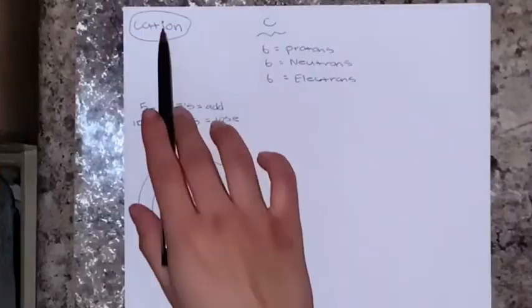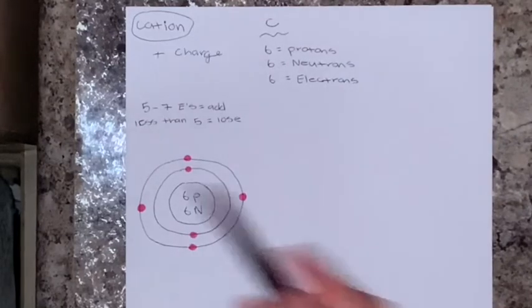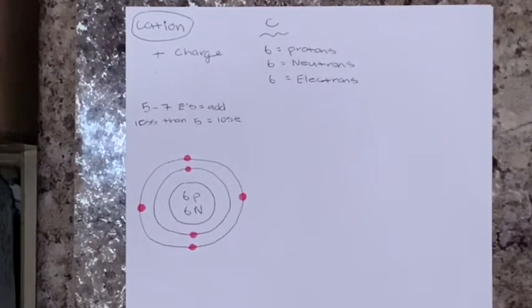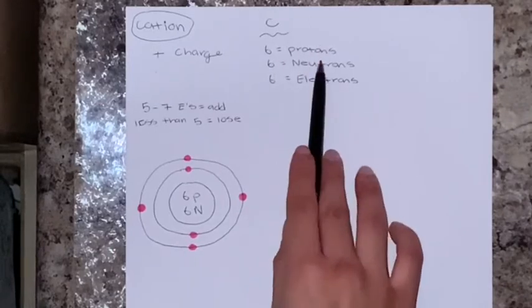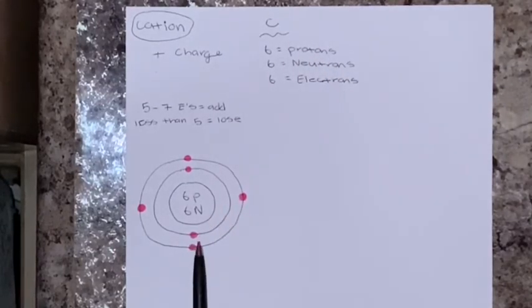To look at a cation, which is basically a positive charge, we're looking at carbon. Carbon has 6 protons, 6 neutrons, and 6 electrons, and this makes a neutral atom. So this is carbon's neutral atom.